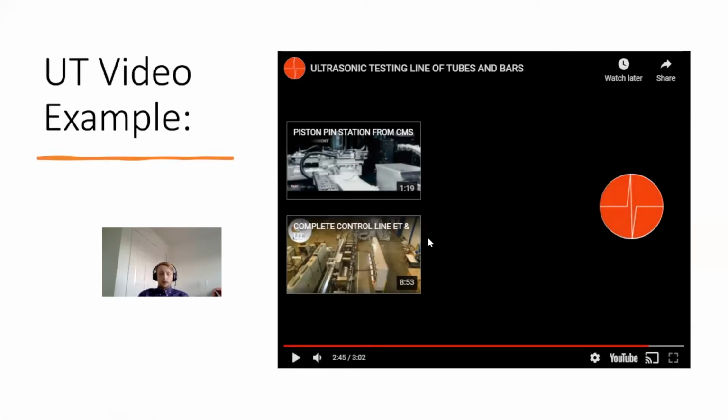The tubes were loaded up on one side of it, and an arm lifted the tube onto the conveyor, and one by one, they would slowly go in through the UT machine where they would be inspected.